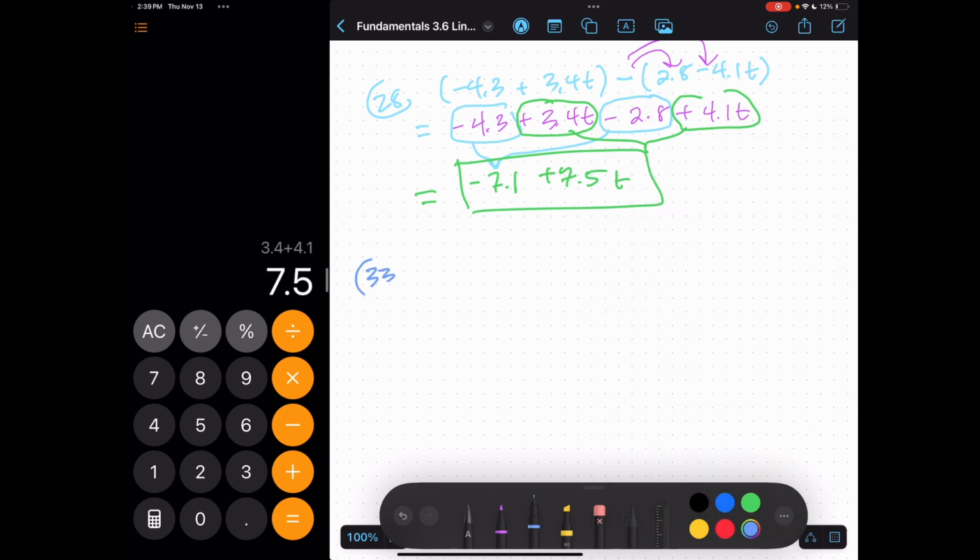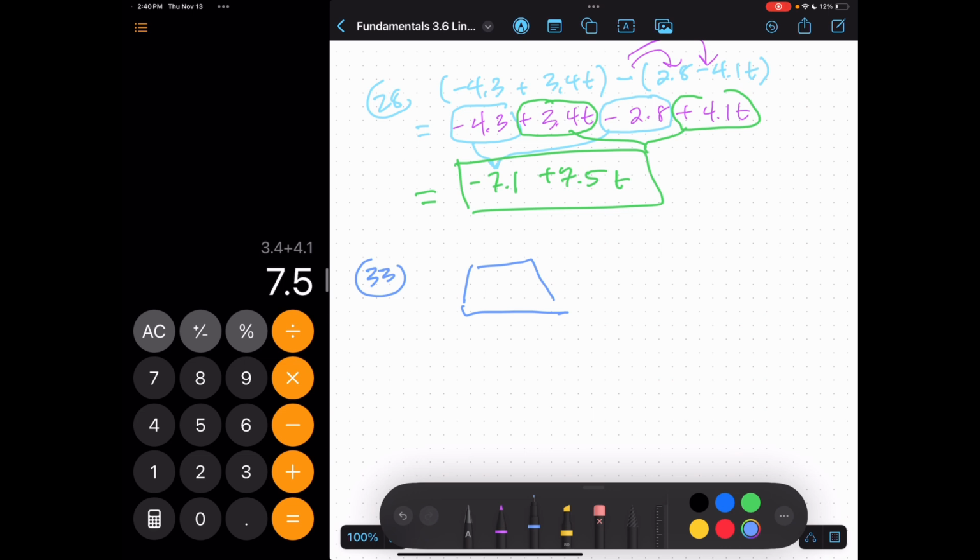33 says, write a simplified expression representing perimeter. Okay, so we've got a trapezoid. Yeah, it's quadrilateral for sure. Quadrilateral. And trapezoidish. We've got the different sides. This is just adding, y'all, and combining like terms if you look at it.